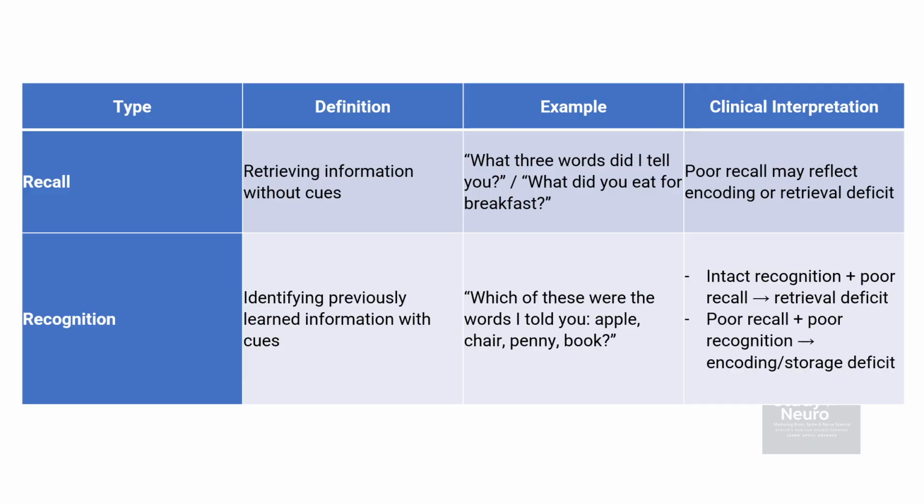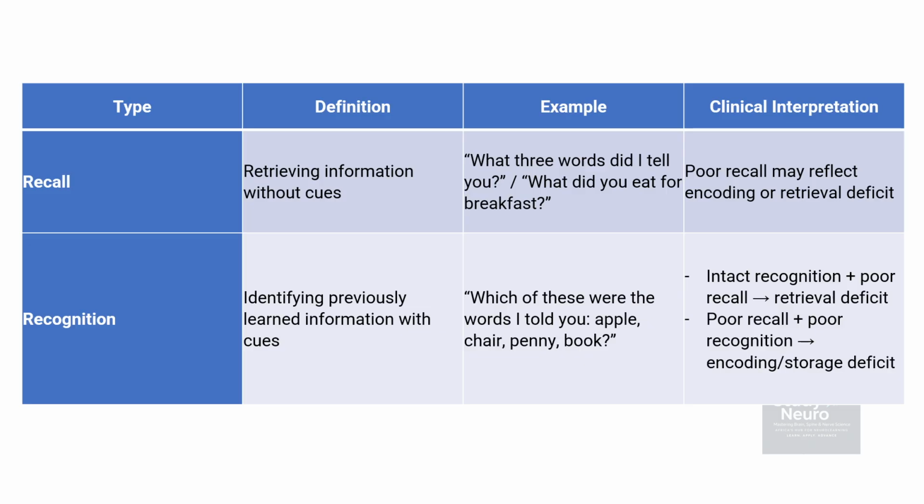When evaluating memory, it's important to distinguish between recall and recognition. Recall refers to retrieving information without any hints or prompts. For example, you might ask a patient to repeat the 3 words you just told them or to describe what they had for breakfast. Difficulty with recall can indicate a problem with encoding or retrieving the memory.